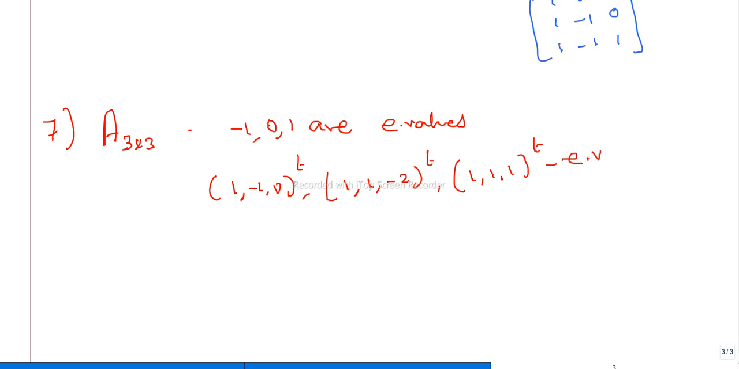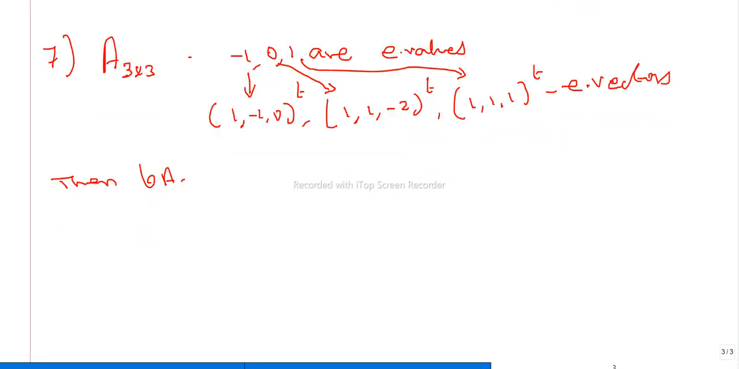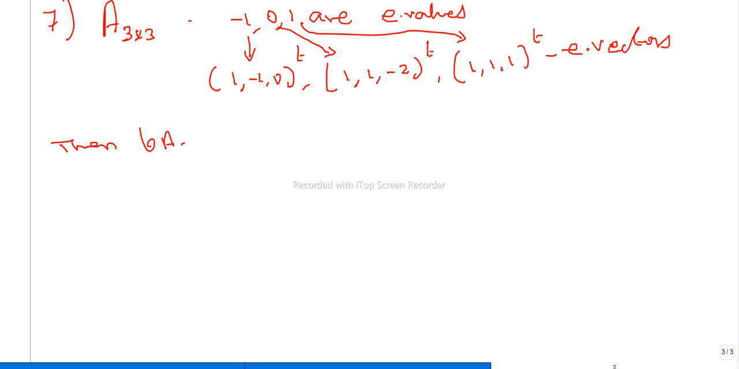So these are all the eigenvectors corresponding to the given eigenvalues. The eigenvector corresponding to minus 1 is this one, to 0 is this one, and to 1 is this one. Now the question is, what is 6A, what is the matrix 6A? We don't know the matrix A, but we have to find 6A specifically. There are many ways we can quickly check this answer.